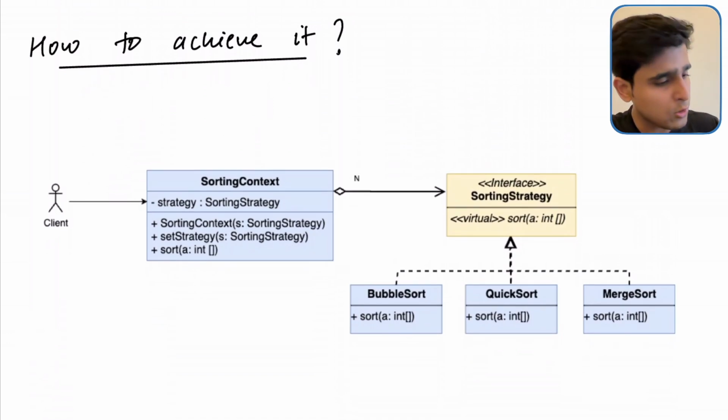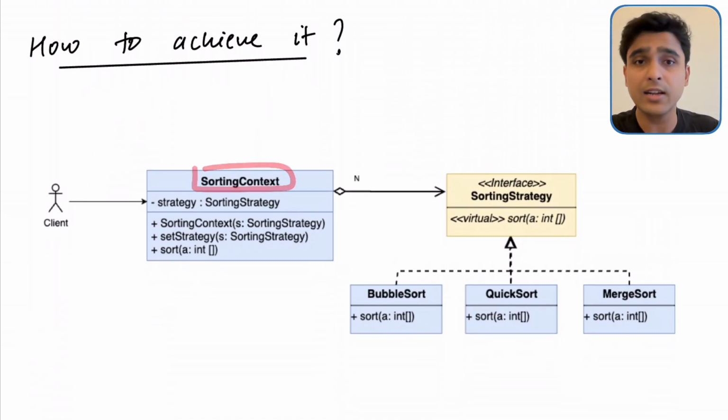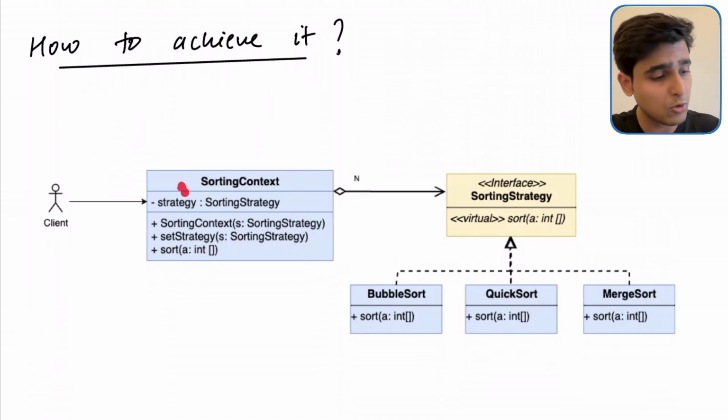Now we create only a single class which is exposed to the client, which is a sorting context. The client only has the object of the sorting context class. This class does not have any logic of sorting strategies. It contains another object of a sorting strategy, and here we create an interface of sorting strategy, and all of the strategies implement that interface.